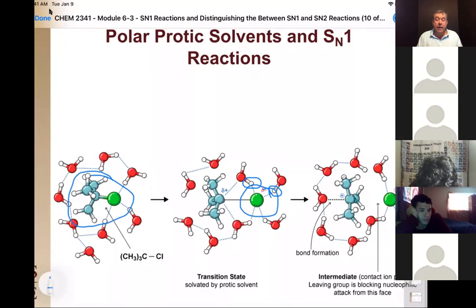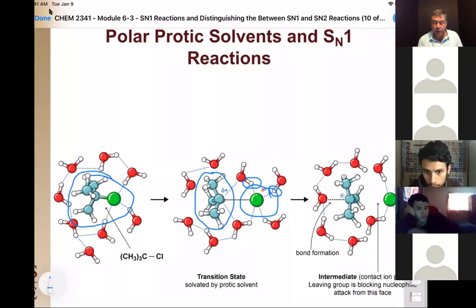Okay, then as we do this, our organic portion here flattens out, gives us that sp2 hybridized trigonal planar, and it has a positive charge now. And the lone pairs on the water can act as the stabilizer for that positive charge. Okay, so just the formation of the carbocation is promoted by the use of the polar protic solvent.